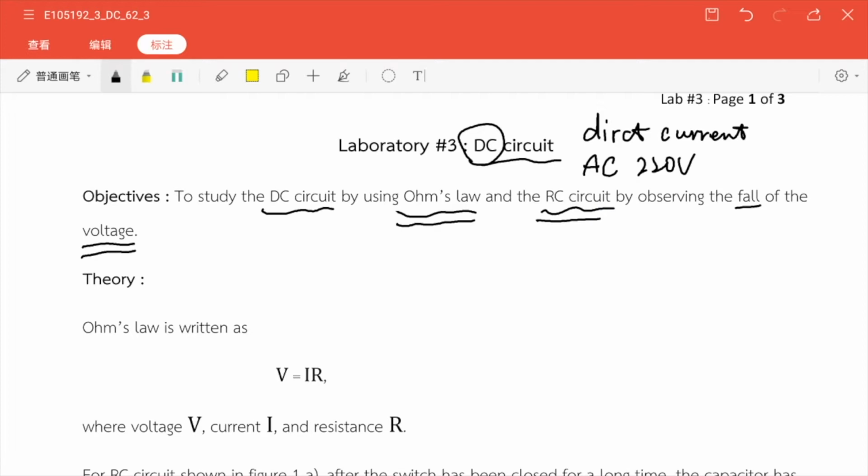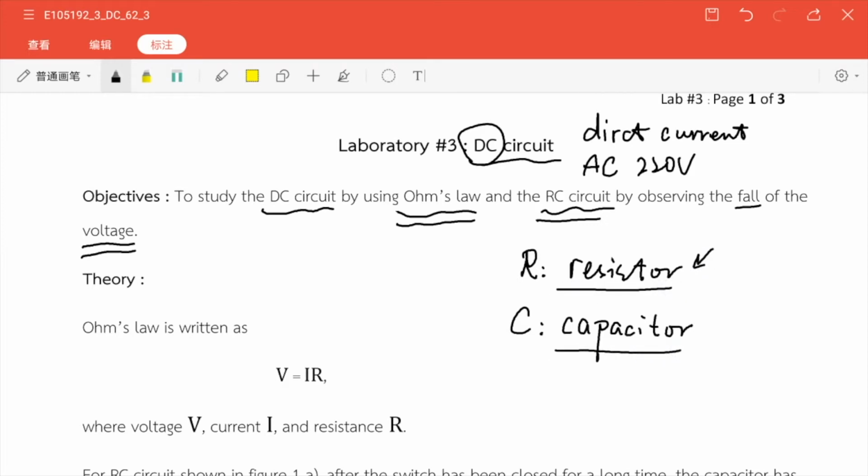Then the next one is the RC circuit. What is an RC circuit? R means resistor, the resistor we used in the last lab 2. Then we have a new one, which is the capacitor. You'll see it in this lab. So RC means resistor and capacitor circuit. The simplest RC circuit should consist of at least one resistor and one capacitor. Then in this lab, based on the simplest RC circuit, we will observe the fall of the voltage.